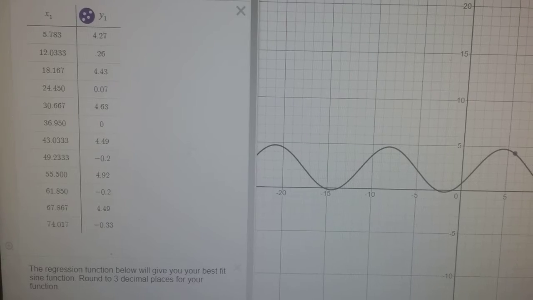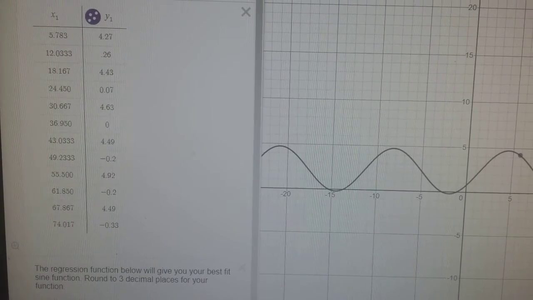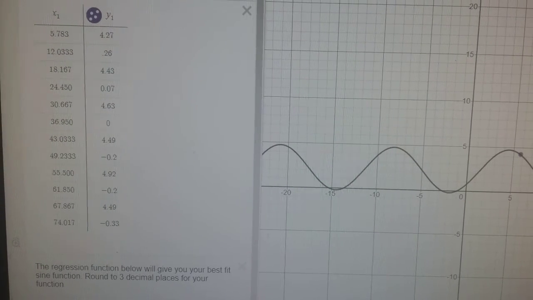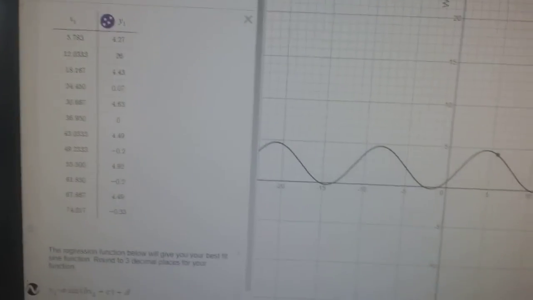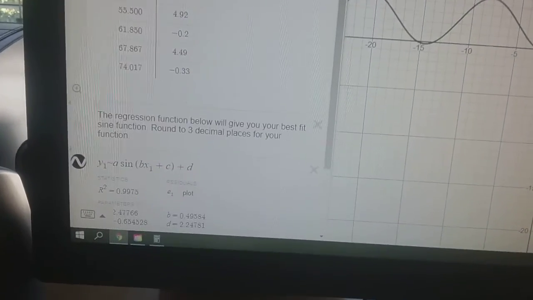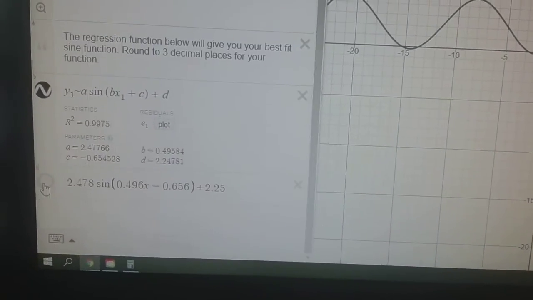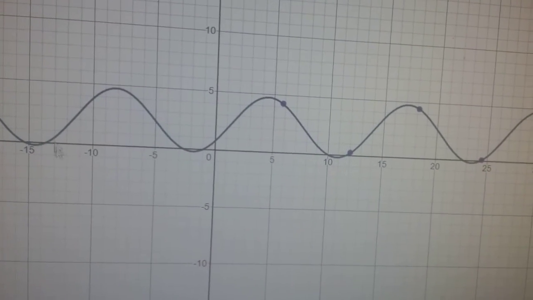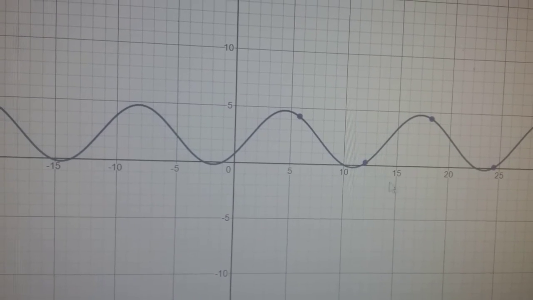on October 14th. I converted the minutes to roughly what it would be in decimal points, and then I just put in the height of the water at each time. And I got this function right here. I got the regression function. And then I rounded to 3 decimal places to get roughly this graph right here, which is about the same. And the purple dots are the points that I put in.